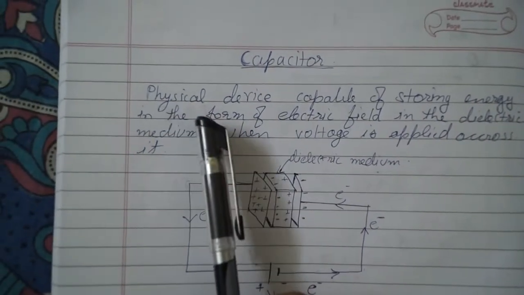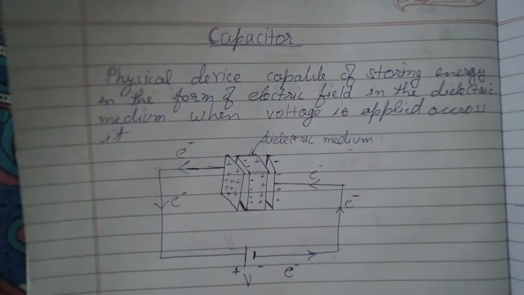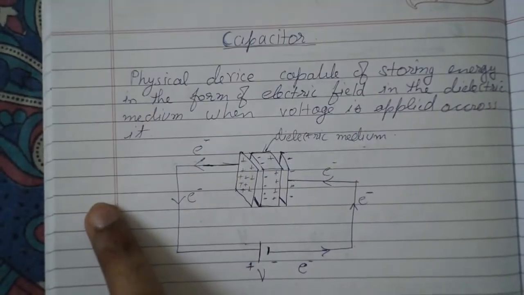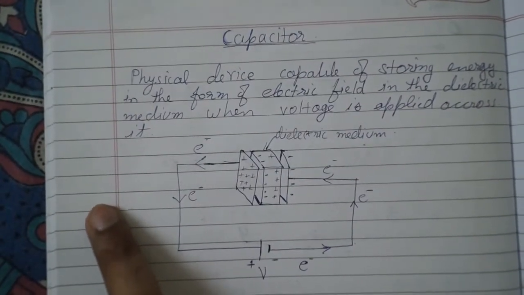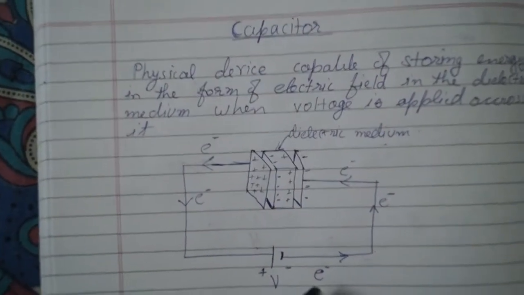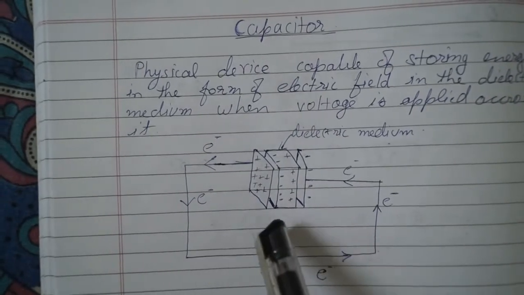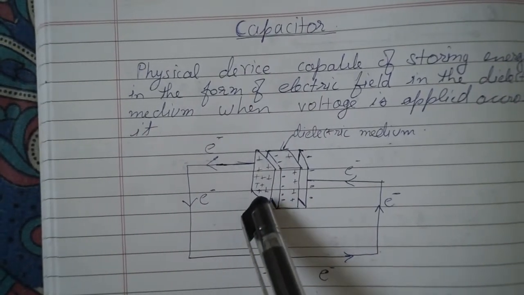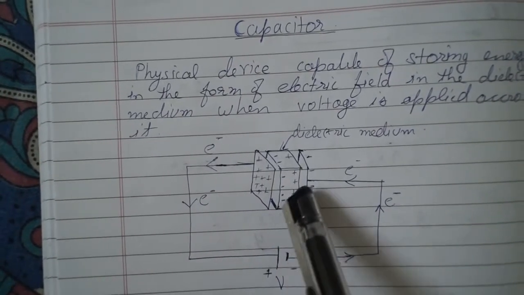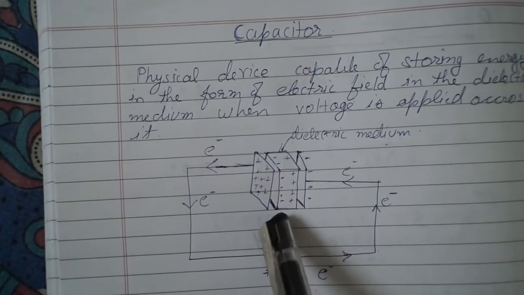A capacitor is a physical device capable of storing energy in the form of electric field in the dielectric medium when voltage is applied across it. So what basically happens is a capacitor has two plates, and these two plates are connected to a battery, and between these two plates we have a dielectric medium.